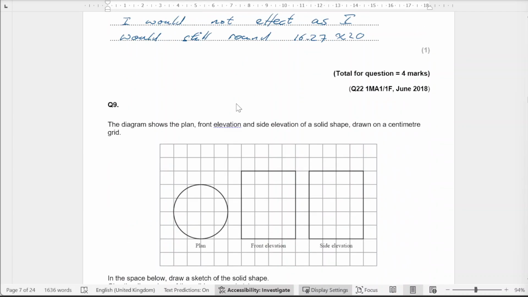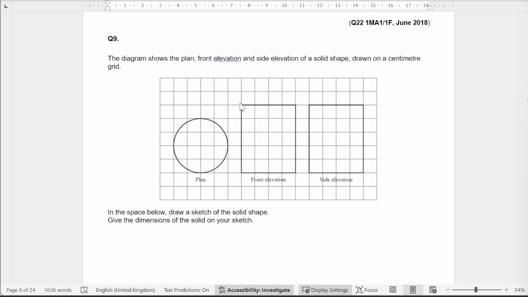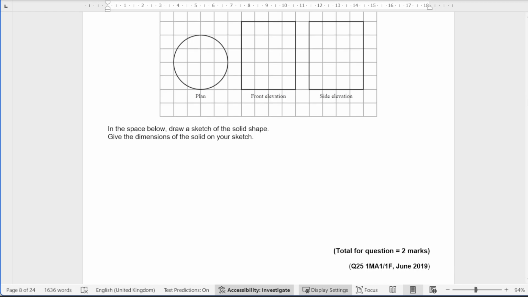Okay, question 9. So from above we're seeing a circle. From the side we're seeing a rectangle. From the front and from the side we're seeing a rectangle. So in the space below, draw the sketch of this solid. That's got to be a cylinder. From above we see a circle. From both the sides we see the same dimensional of a rectangle. So that's got to be a cylinder.